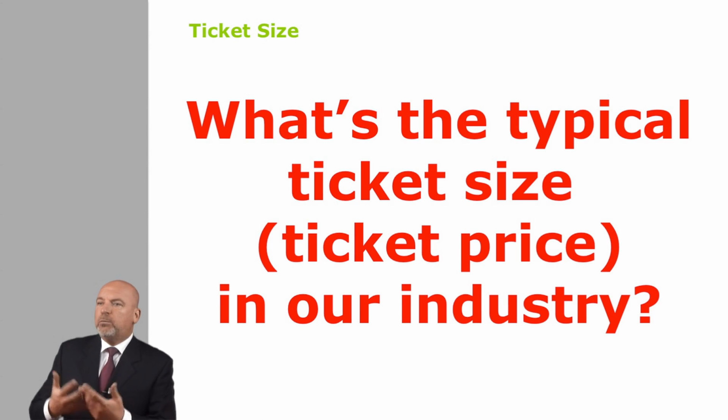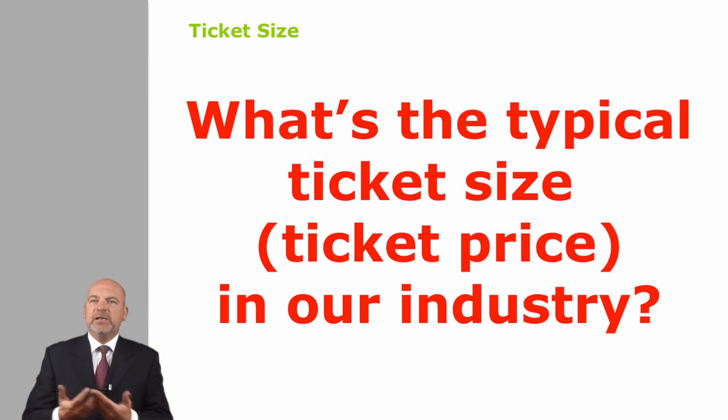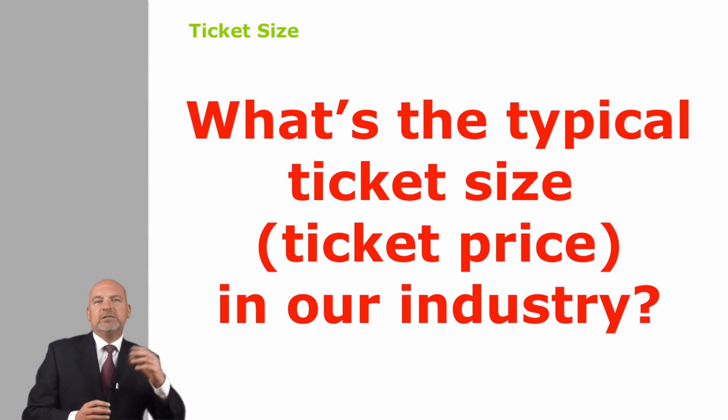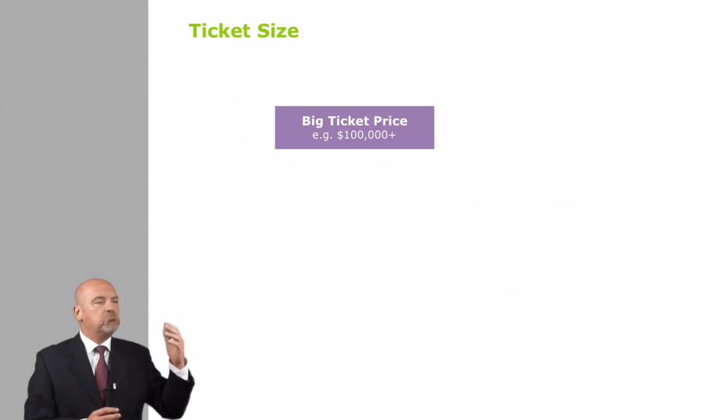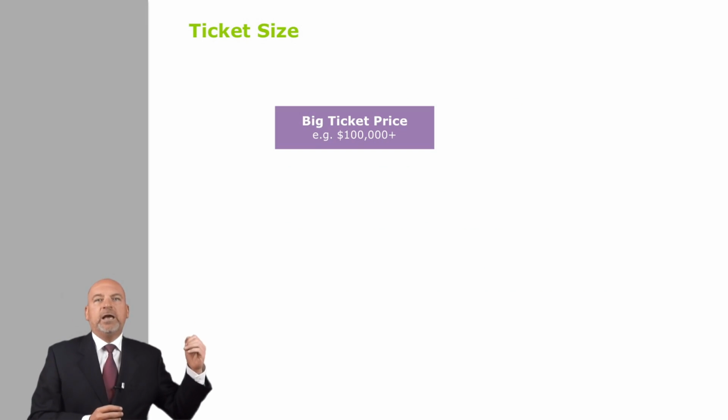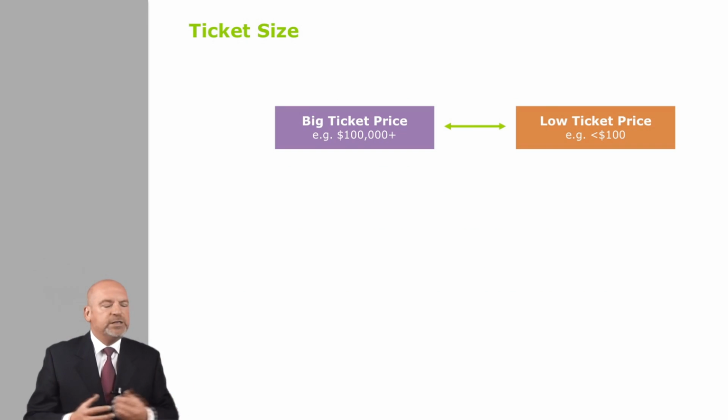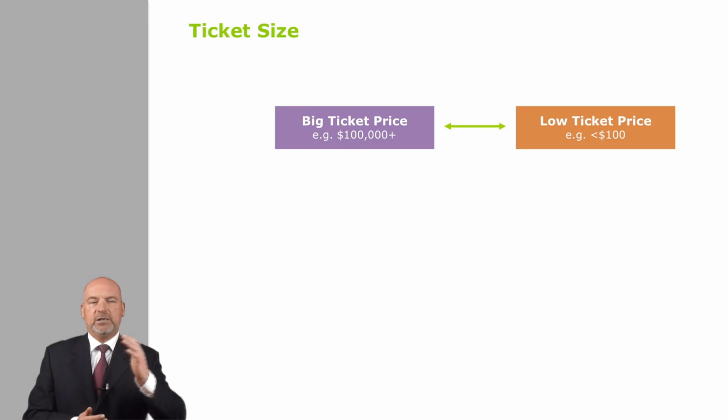And the second way in which we use ticket price to get some ideas is to do it the other way around, which is ask ourselves, what's the typical ticket price in our industry, and can we think of industries that have similar ticket prices? So typically here, just to keep it simple, at one end let's look at big ticket prices, $100,000 or more, and at the other end low ticket prices, let's say $100, and obviously there's a whole range in the middle.